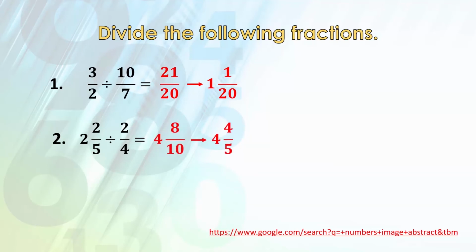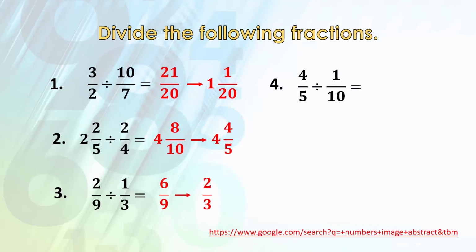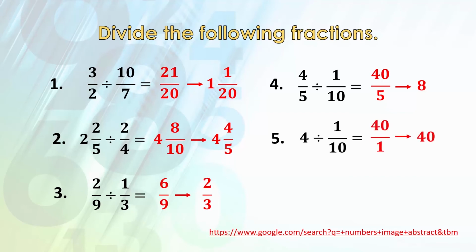Number 3, 2 over 9 divided by 1 over 3. The answer, 6 over 9 or 2 over 3. Number 4, 4 over 5 divided by 1 over 10. Correct. The answer is 40 over 5 or 8. And for number 5, 4 divided by 1 over 10. Good job. The answer is 40 over 1 or 40.